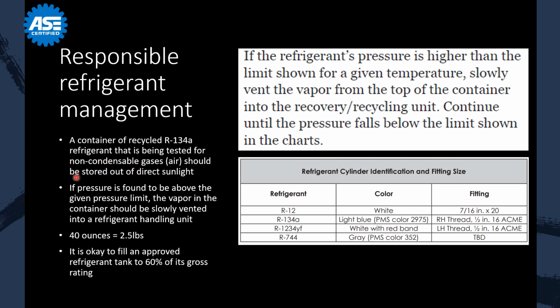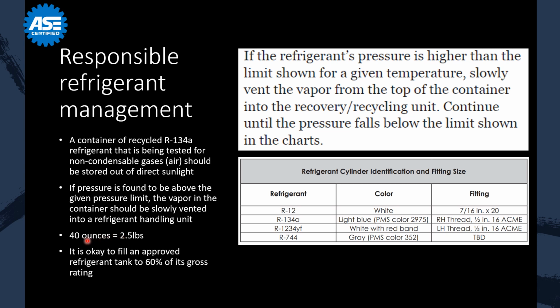The other thing that it discussed is what happens if the pressure is found above its given limit. What you should do is the vapor in the container should be slowly vented into the refrigerant handling unit, so into a machine, right? It also breaks down conversions, and it gives us a bunch of different types of conversions, like how to convert ounces into pounds. If you are working on a system and you're trying to figure that out, for the most part, you could do the math. But honestly, with technology now, you could just ask Google, hey, how do you convert 40 ounces into pounds? And it'll let you know that it's 2.5 pounds.